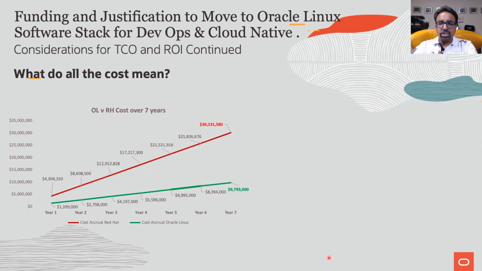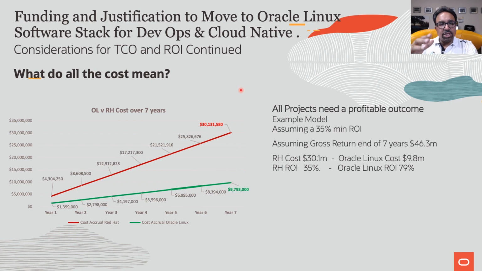So what does all this cost mean? Simple slide here. You can see that the red line is Red Hat and Oracle Linux, just representing those costs. It's a lot higher. However, all projects have to be profitable. One of the things I've learned in managing P&Ls is that an ROI on cash invested of 30% is what I think I've learned is being the gold standard.